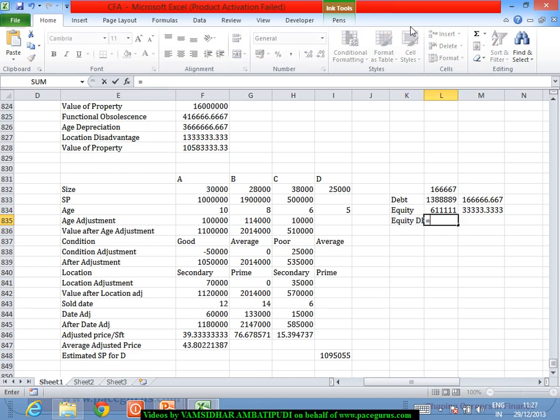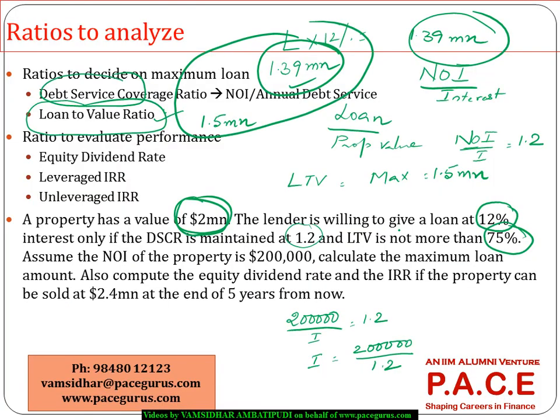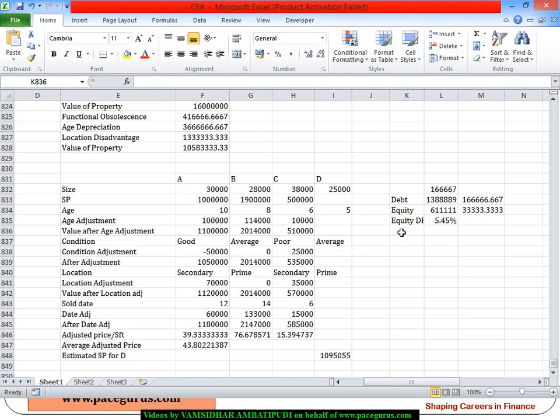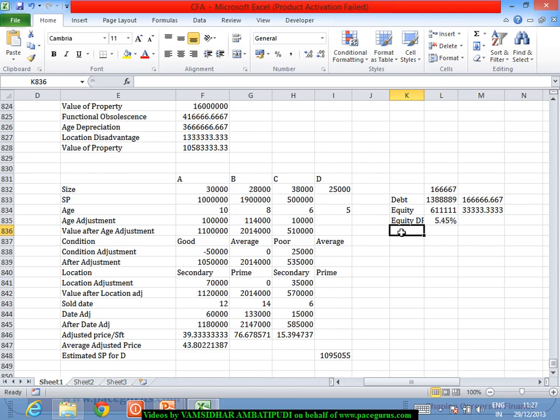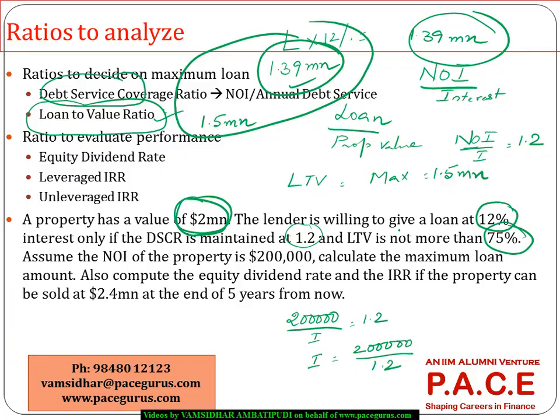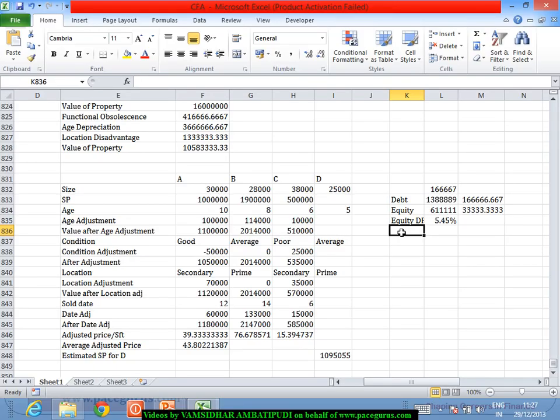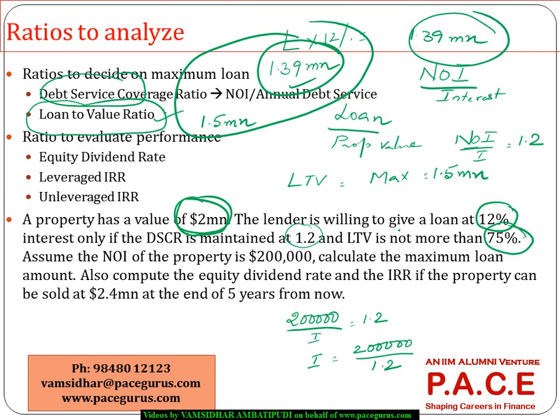Equity dividend rate is nothing but what the equity investor is getting after the loan servicing divided by the equity capital that has been put up. Which is working out to only 5.45%. So in this case the equity dividend rate is very pathetic. Unless the NOI of the property goes up, the equity investor is not getting much of a benefit in it. So 5.45% is the equity dividend that is coming out in this particular transaction.